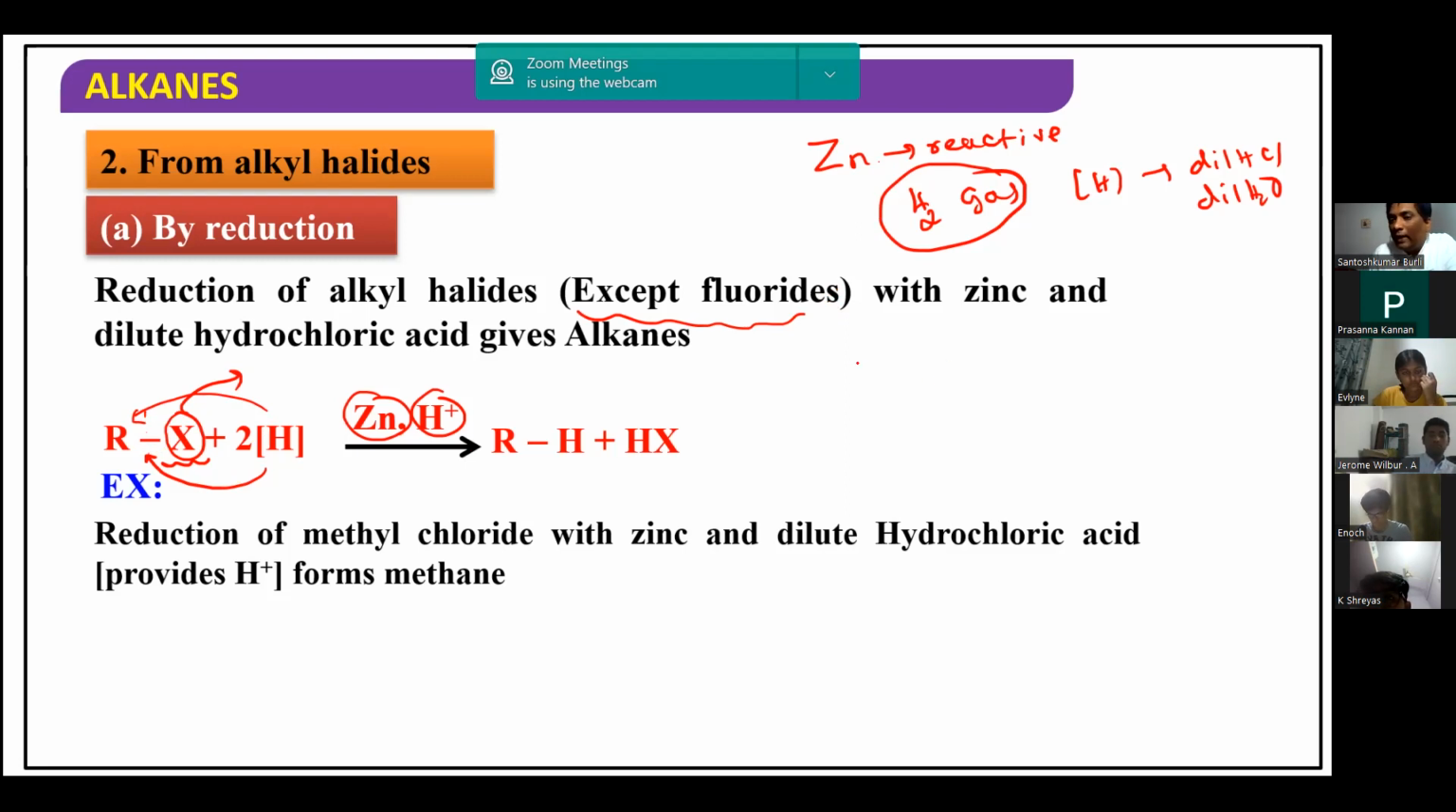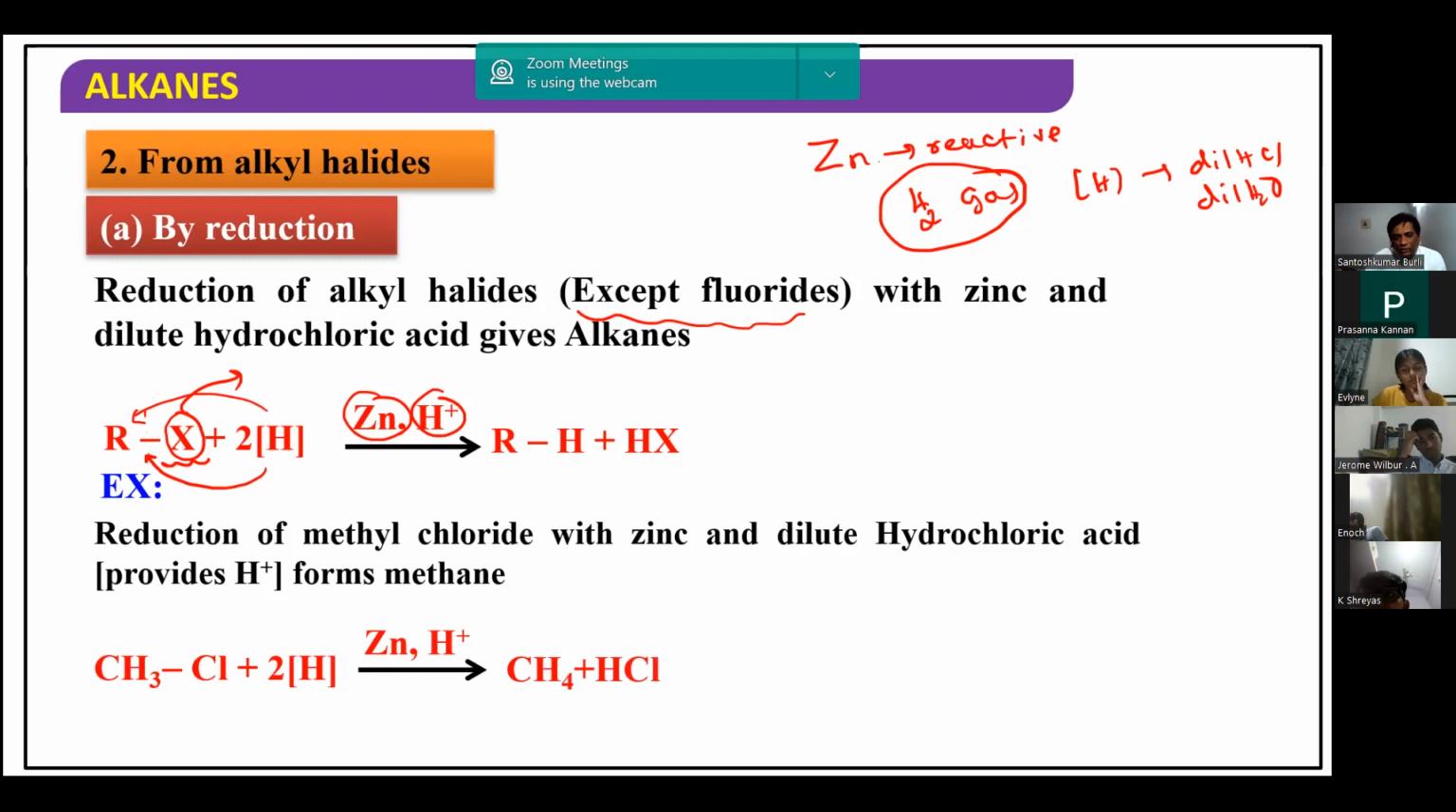So what is meant by alkyl halide? Alkyl halide means, in alkanes, one of the hydrogens is replaced by a halogen. That is called alkyl. You know alkyl group, right? One hydrogen less than alkanes is called alkyl. So that one hydrogen is replaced by this halogen. Therefore, we call it alkyl halide. So that is what we have.